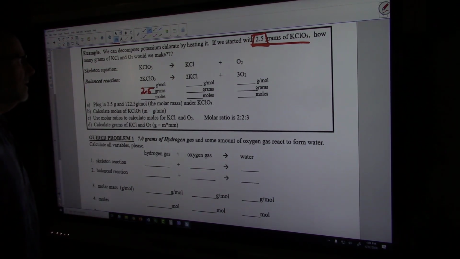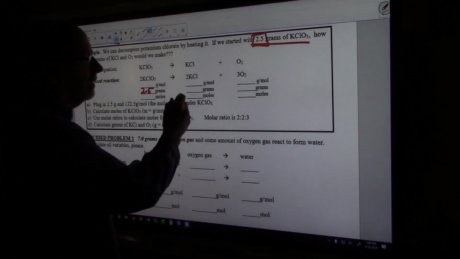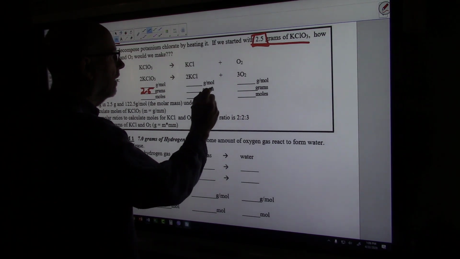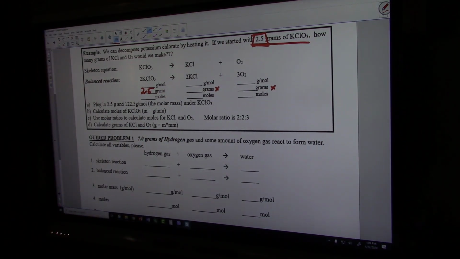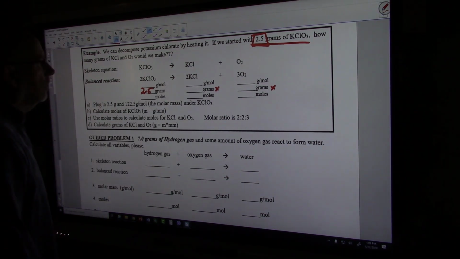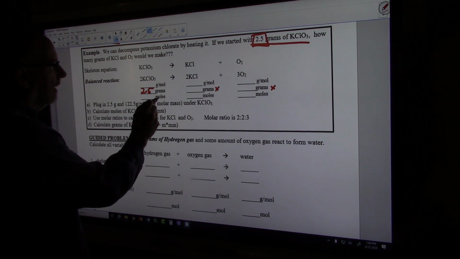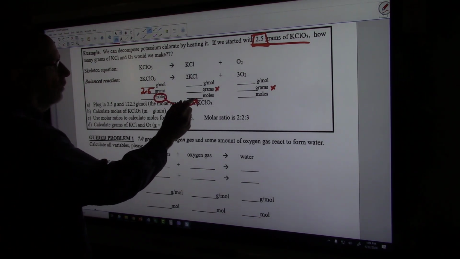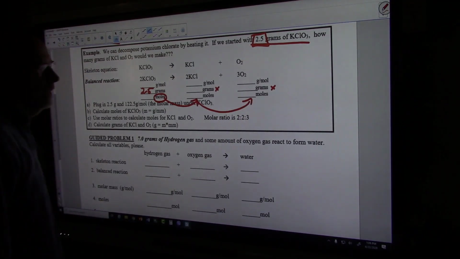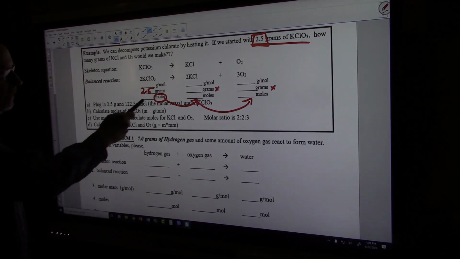How many grams of KCl and how many grams of oxygen would we make? Okay, I am asking you for everything here. So we want to get the grams of each one of those two. Well, we know we have a 2 to 2 to 3 mole to mole ratio. So if I can figure out the moles here, I know I'm going to have the same number of moles of the second one and 1.5 times as many moles of that. So let me figure out the moles of this.